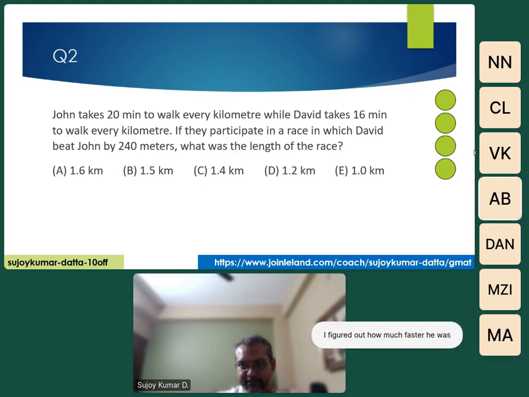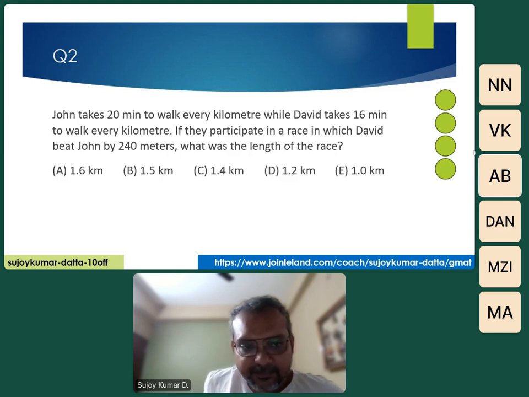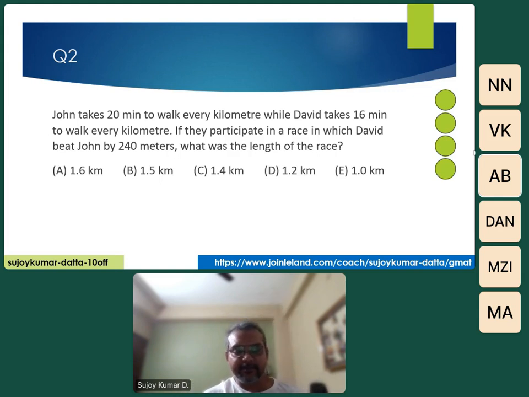Hi, Sujoy. Actually, I tried it with equations, so I found out John's and David's speed first, and I took the length of the race as d meters. Since we are told that David finishes the race first, we can set up an equation on the basis of d. Perfect. So that's the normal way of solving it.